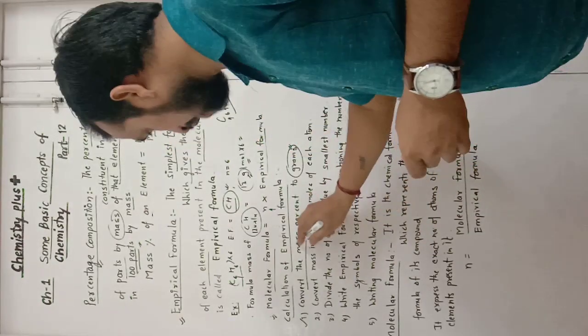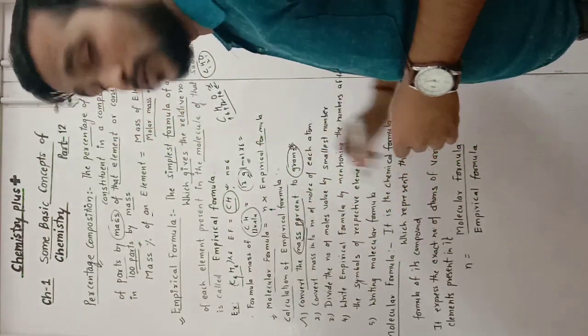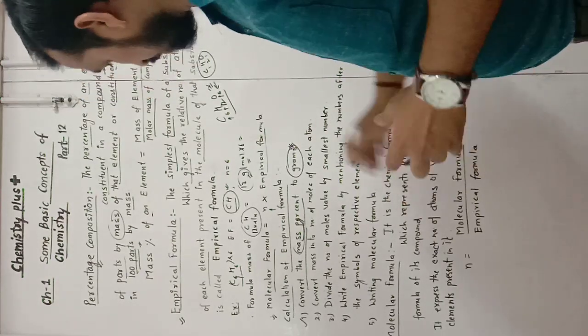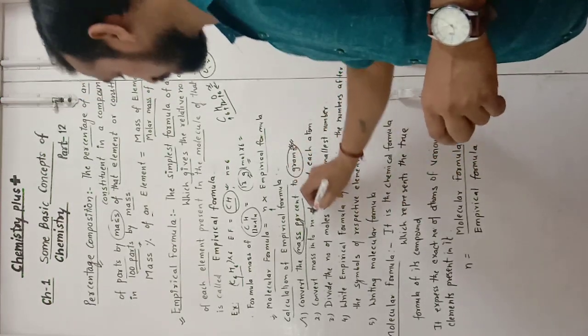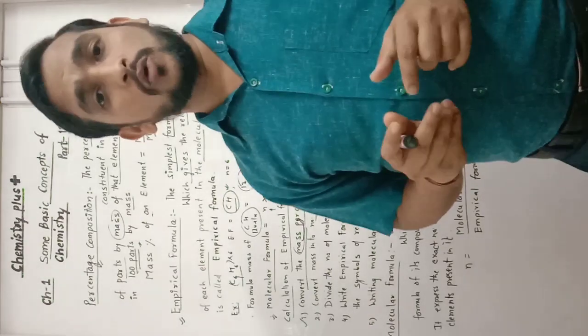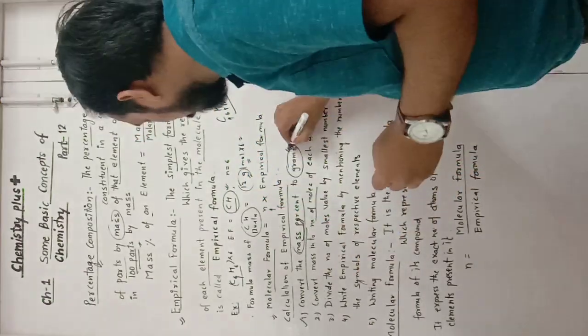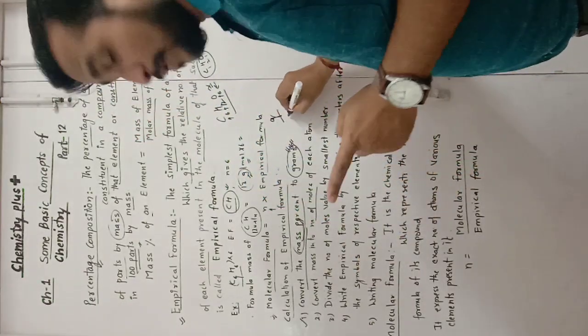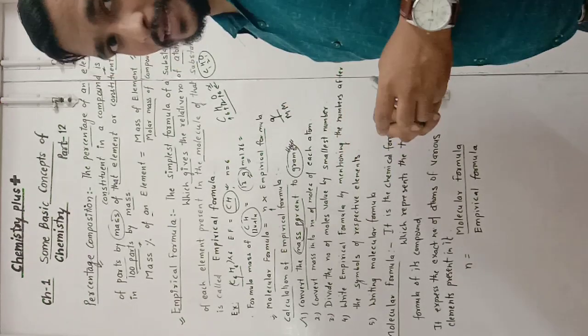So if we have the mass percentage, the very first point is we need to convert it into grams. And if we know the grams, we can easily convert it into the number of moles by dividing the number of grams, meaning the mass, by the molar mass of that particular element, right?